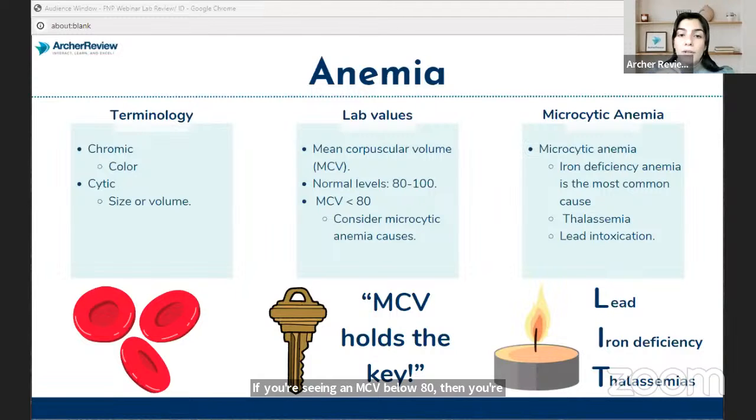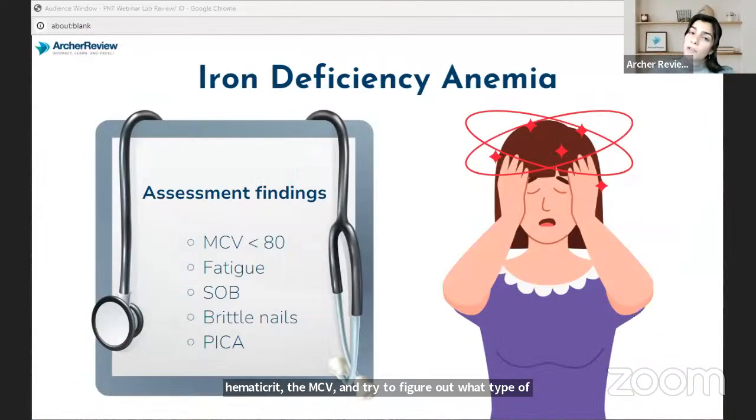It's micro, or small. And then there are different types of microcytic anemia, so you want to figure out what type of microcytic anemia it is. So we'll talk a little bit about the labs you're going to order, but the most common is going to be iron deficiency anemia, but you want to make sure that it is iron deficiency before starting them on iron supplements, right? Because there's also thalassemia, lead intoxication, and there's a cute little acronym here for you to remember. But you want to look basically at the hemoglobin, hematocrit, the MCV, and try to figure out what type of anemia you're looking at and classify it that way so you can determine the treatment.